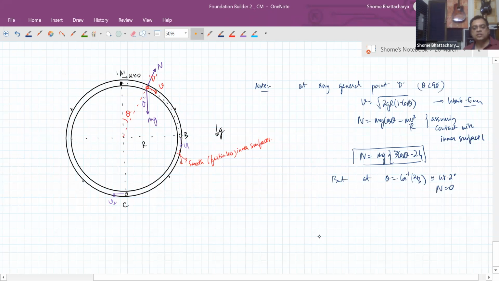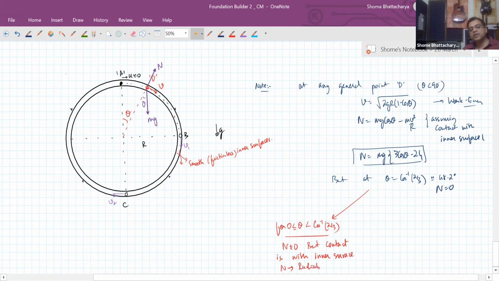So what this now implies is that for theta between 0 to cos inverse 2 by 3, normal reaction is non-zero, but contact is with the inner surface. So that means normal reaction is radially outwards, like I've shown in this diagram.